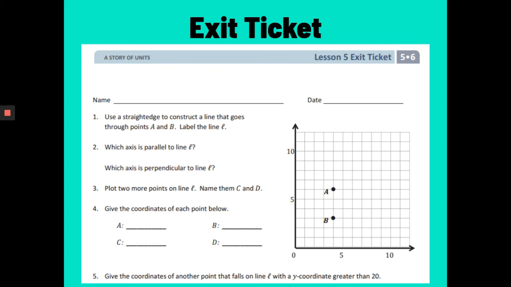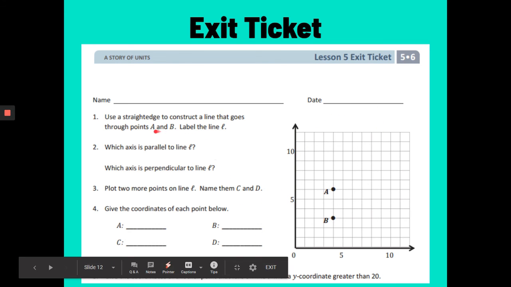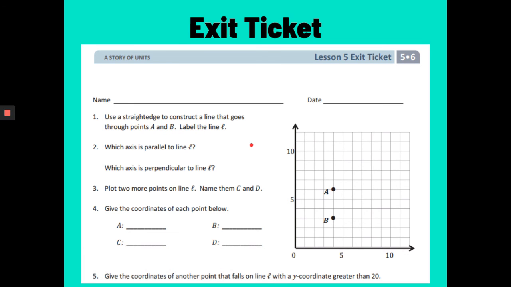You're going to answer what axis is parallel to line L, which is the line you create when you make the line, and then what axis is perpendicular. You're going to plot 2 more points on line L and name them C and D. When I tell you this is exactly the same, I'm not even kidding. This is the exact same thing that we just did. So if you follow along with me, this should be a breeze.